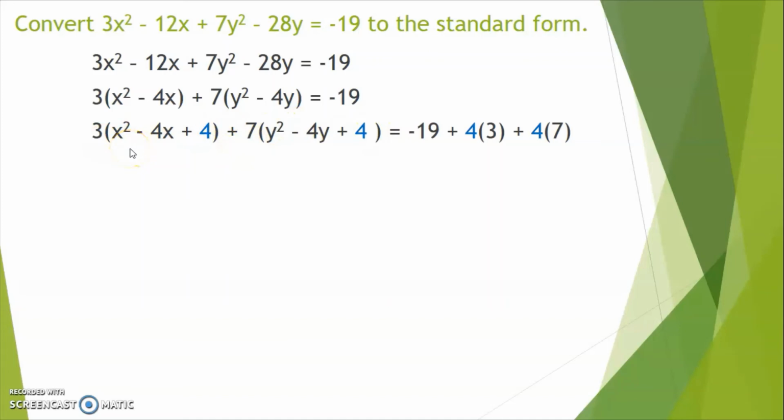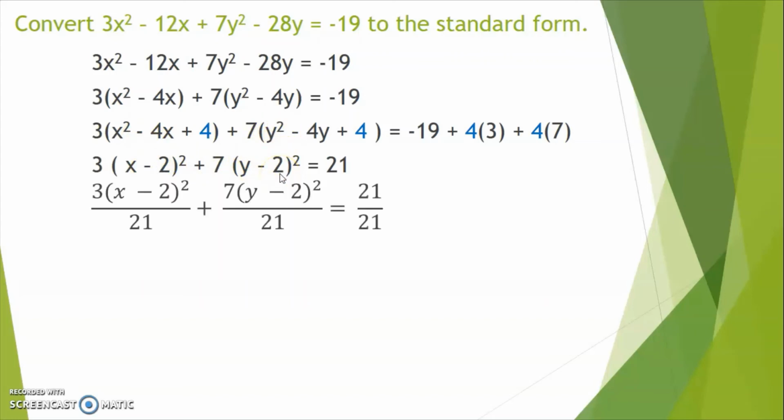At this point, rewrite to binomial form. Square root of x squared is x. And square root of 4 is 2. The sign of the second term is negative. So the same thing here. At this point, divide the entire equation by 21. So we will end up with (x - 2)^2 over 7 plus (y - 2)^2 over 3 equals 1. So the general form is this one and its corresponding standard form is this one. And they are exactly the same ellipse.